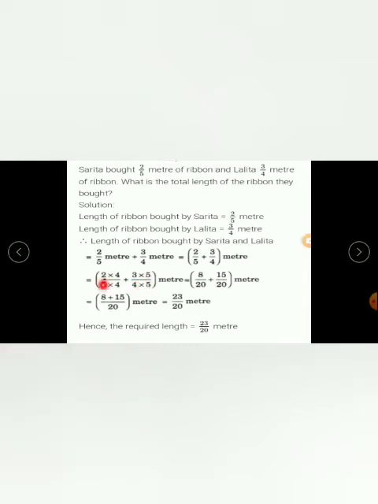So what is 2 into 4? 8. And what is 3 into 5? 15. So the denominator is the LCM 20. So we got 8 by 20 and 15 by 20 which are like fractions. So we can add it directly. So what we are adding? Numerators only we are adding. What is the numerators? 8 and 15. So what is 8 plus 15? 8 plus 15 is 23. So what is the length of the ribbon bought by them? 23 by 20.